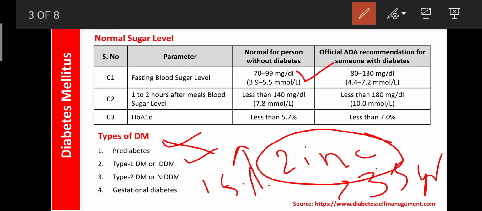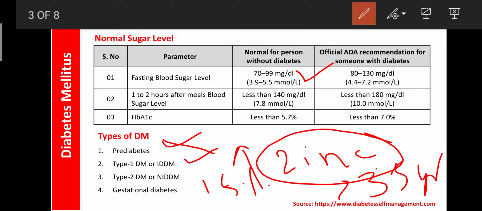And the genetic factor is also responsible for causing type 2. And even aging or uncontrolled body weight, that is obesity, or any peripheral insulin resistance, can be responsible for causing type 2 diabetes mellitus.